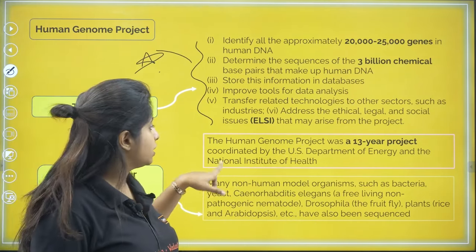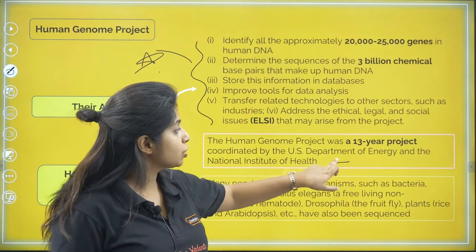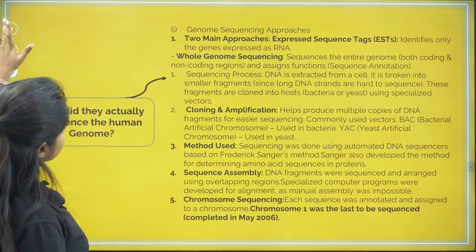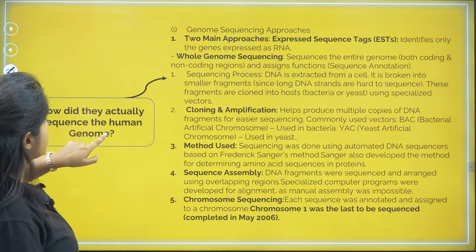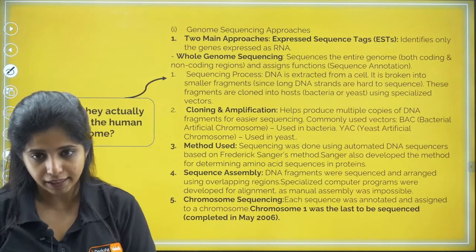Human Genome Project was a 13-year-long project by the US Department of Energy and the National Institutes of Health. In MCQs of KCET and things like that, you may find it. Okay. Now, going ahead, how did they actually sequence the human genome? What was the method for finding the human genome, my dear children?